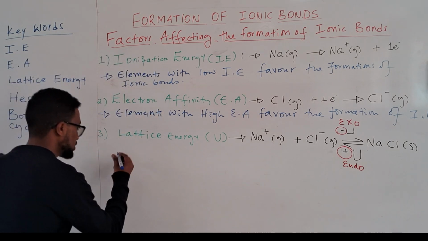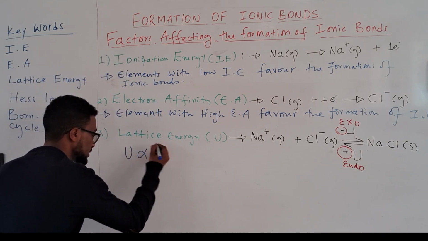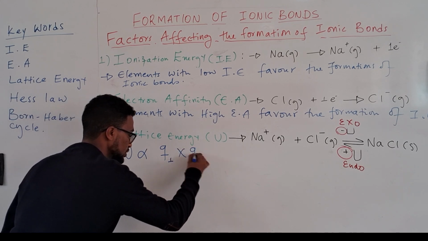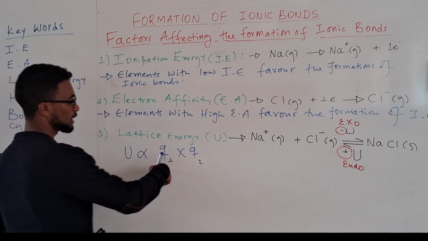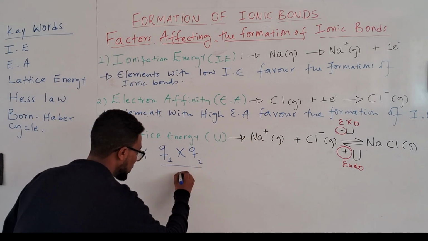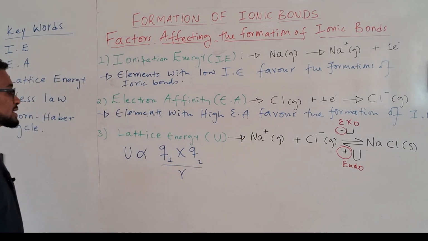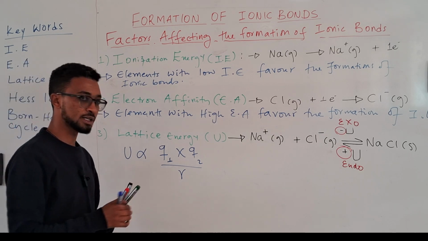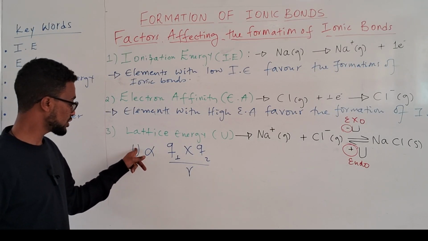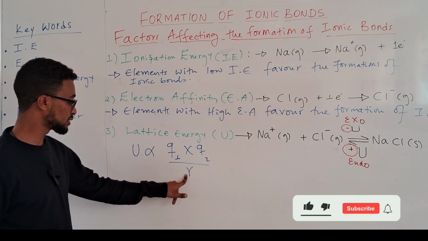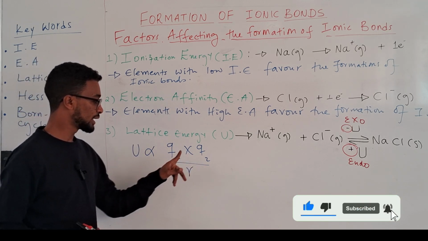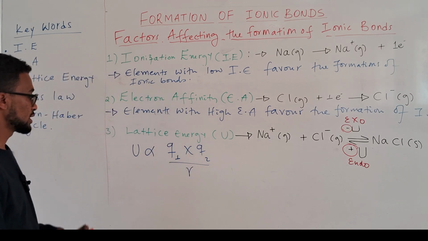Lattice energy is directly proportional to the product of the two charges. Q1 stands for one of these charges, Q2 stands for the other. It is inversely proportional to r, which is the distance between the two ions. So what does this tell us? Lattice energy U is inversely proportional to the distance between the two ions, but directly proportional to the product of the charges of the two ions.